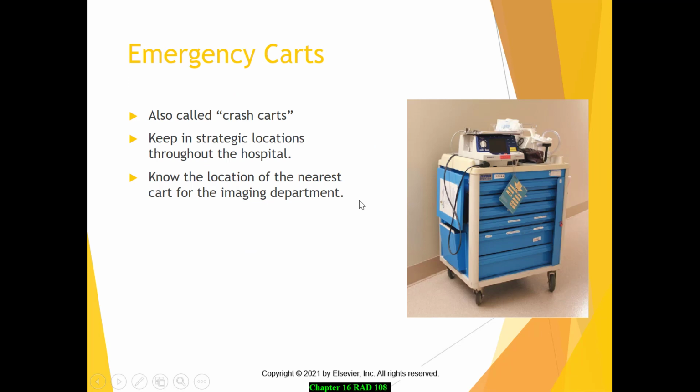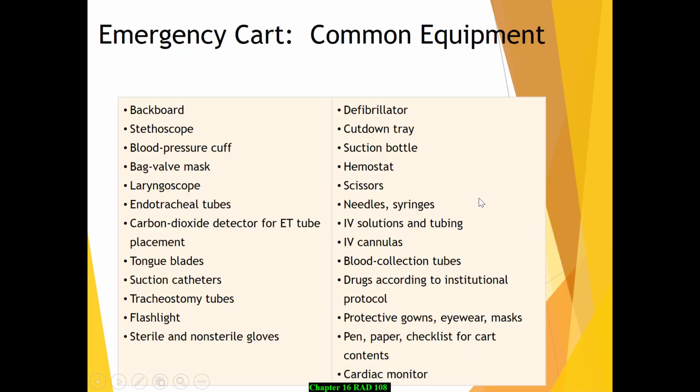Emergency carts, make sure you know where those crash carts are throughout the hospital, so that if you are in a situation where the patient does crash or code, you're able to grab that crash cart and bring it into the department. Some common equipment, again, we'll see a lot of patients with backboards. Make sure that you know where to find the items in your room. So you should know where your gloves are kept, where a flashlight is kept so that if the power goes out, and make sure you know where your defibrillator is kept in that department.